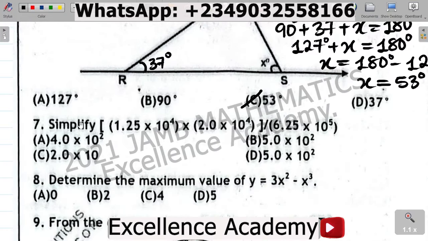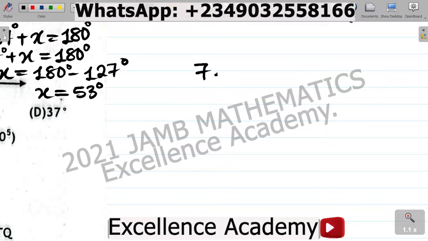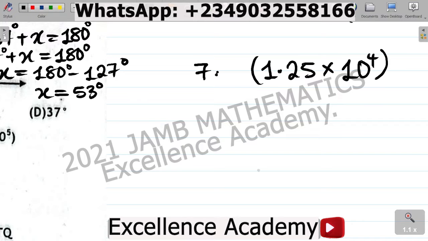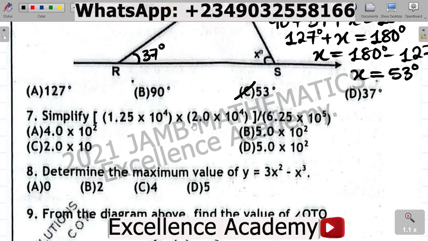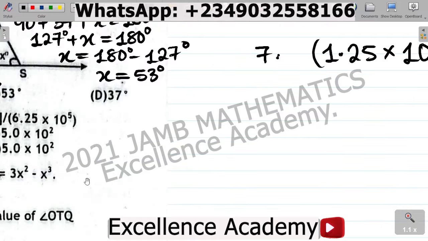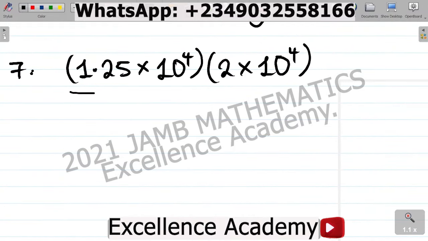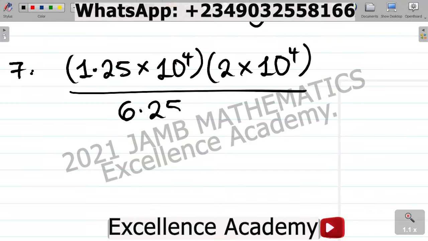All right. Question 7. Question 7 says simplify. Let's take this down. 1.25 times 10 to the power 4, into 2 times 10 to the power 4, all over, so divided by 6.25 times 10 to the power 5, right?